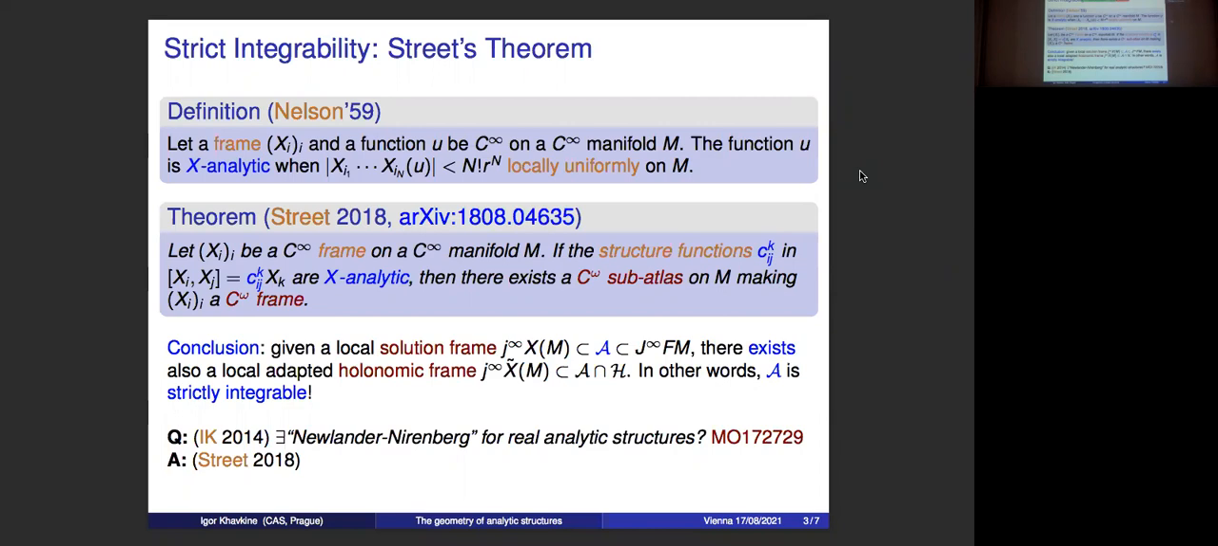But if the frame is not holonomic, so the commutator between the vector fields is not zero, this would be something else. Well, a priori you don't know. Or if the structure functions themselves are not analytic in some obvious way. Okay. So, yes.